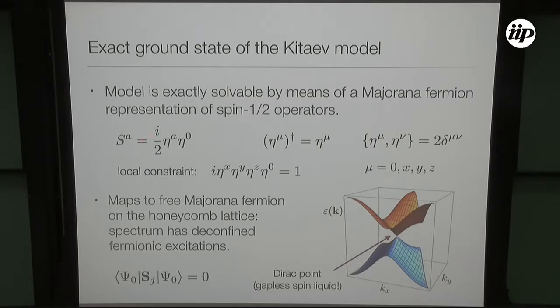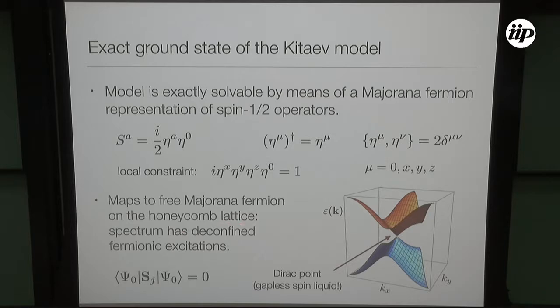And in fact, if you use this representation and plug this into the Kitaev Hamiltonian, what you find is that a bunch of these, essentially the x, y, z fermions, become static variables. You use them to define local conserved quantities. And the eta 0 fermions are just free, they behave as free fermions hopping on this honeycomb lattice.